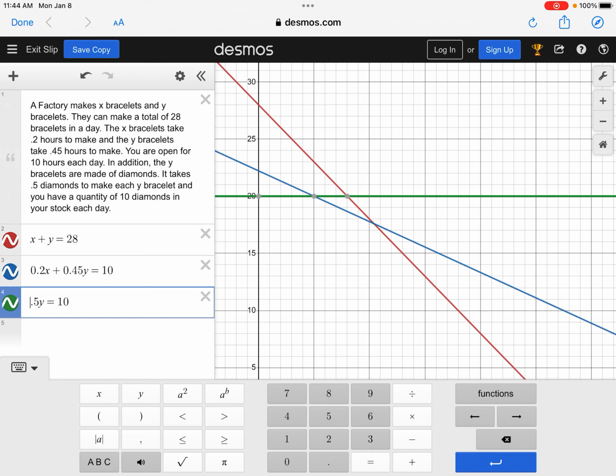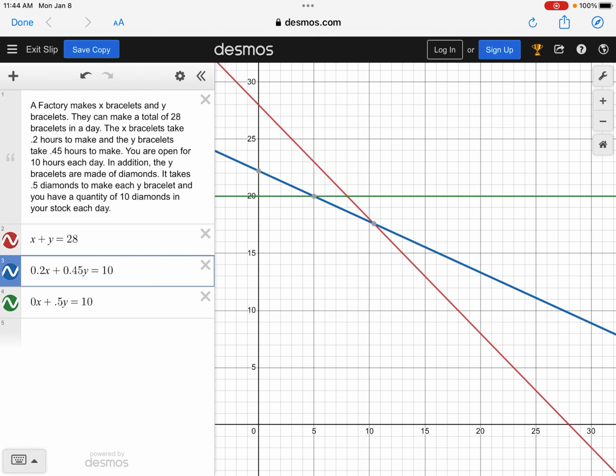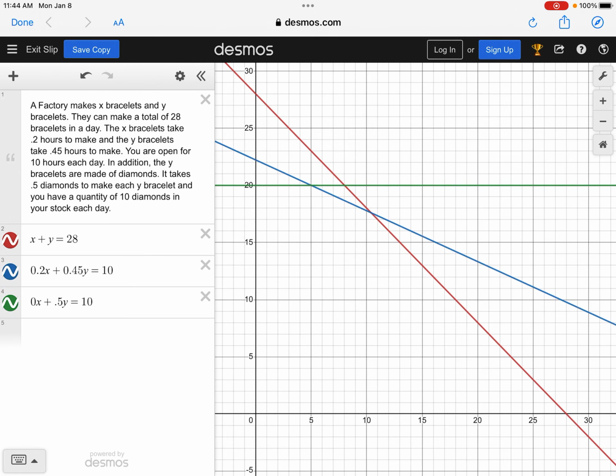Now you might be saying, where is the X for this? Well, they don't give us anything for that X. So our assumption here is that the X bracelets are another type of bracelet and they don't require any diamonds. So you could even say 0x plus 0.5y is equal to 10 diamonds total.